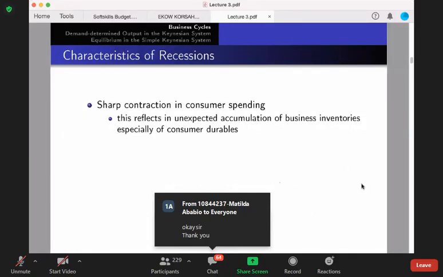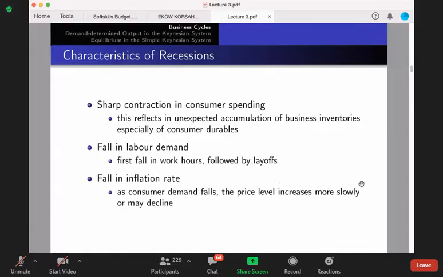All right. So now let's deal with some of the characteristics of periods of recession. Let's look at what happens in the economy when we have a recession. When we have a recession, there's a sharp contraction in consumer spending.